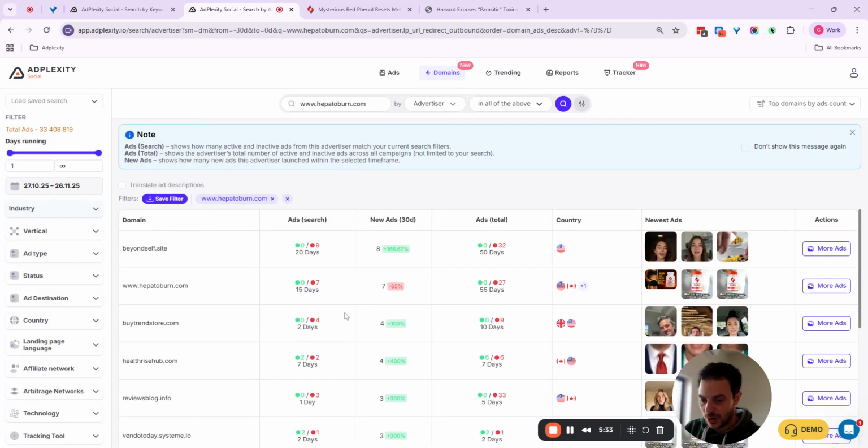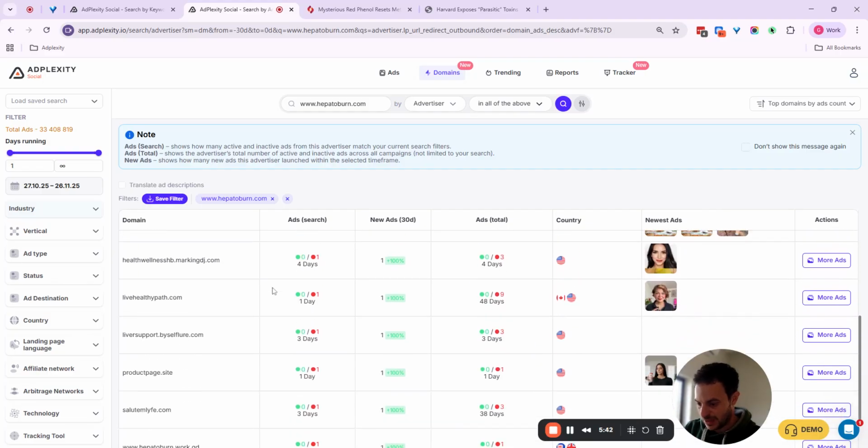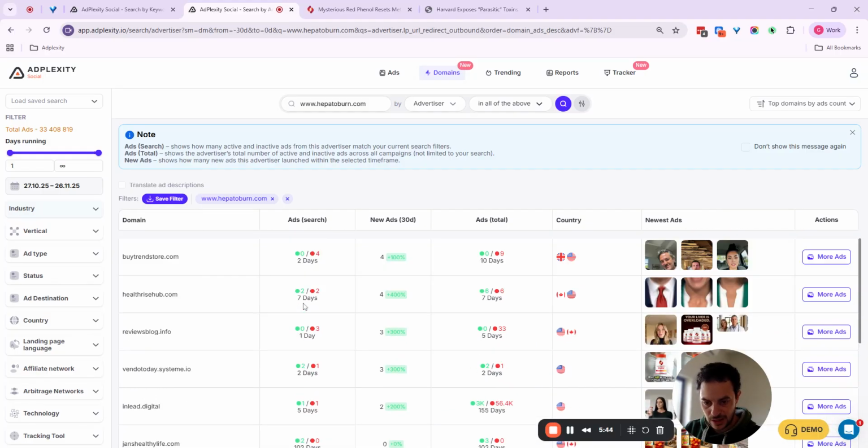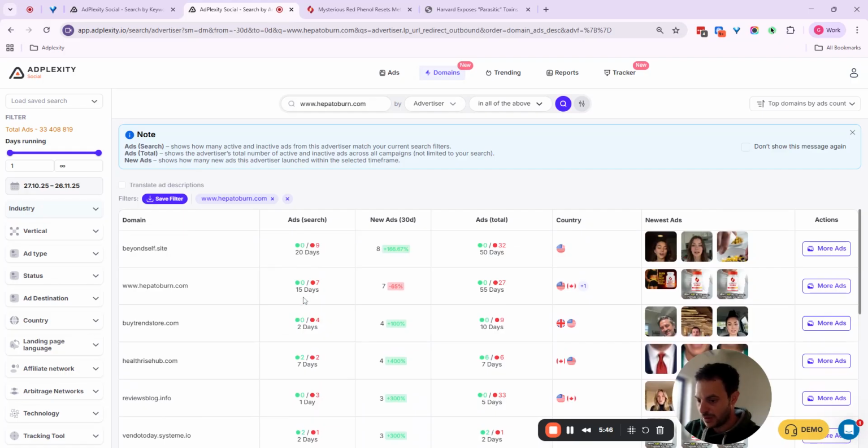But you can see here on every offer which are the domains or the affiliates that are running the most amount of ads. In this case, this offer doesn't seem as trendy as we thought it was. Maybe it was something from the past, but nothing very spectacular.